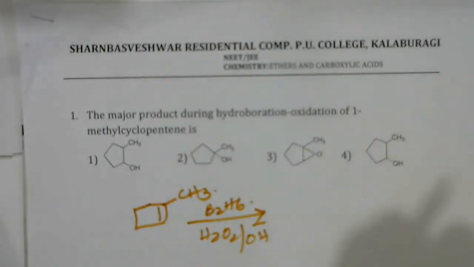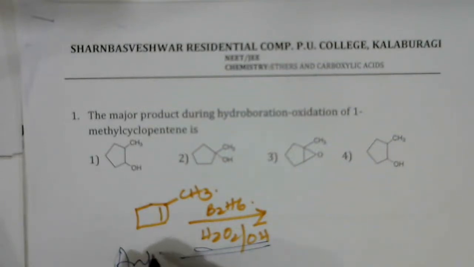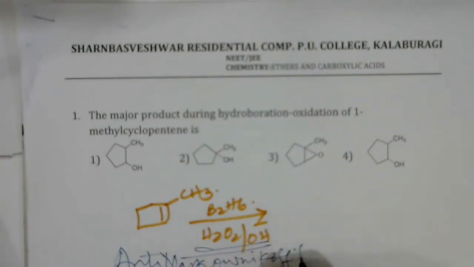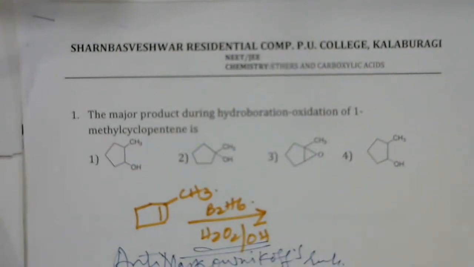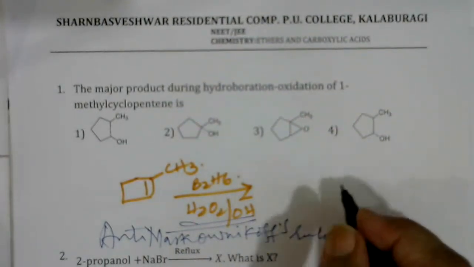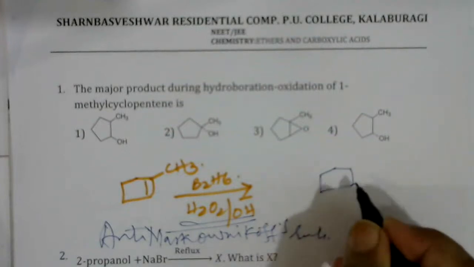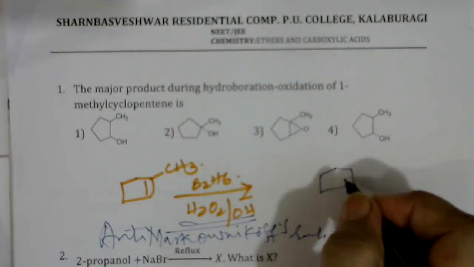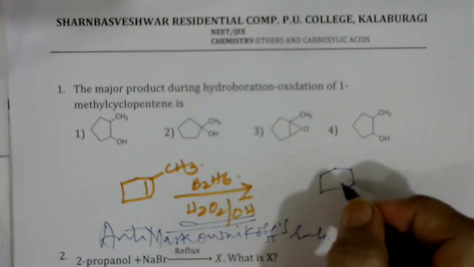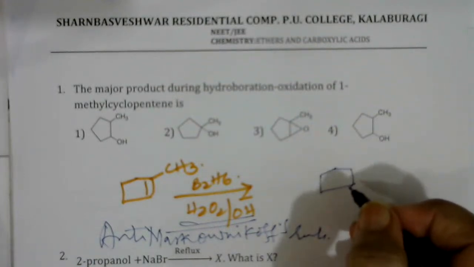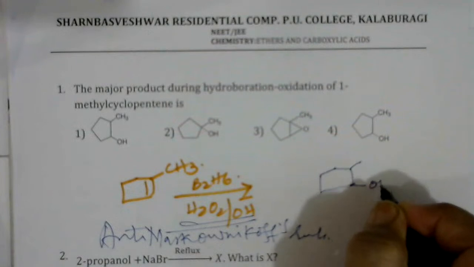Always remember that this will follow anti-Markovnikov's rule. What will it follow, children? Anti-Markovnikov's rule. That's why whenever we add like this to the molecule, we get the same cyclopentene ring, because we are adding B2H6 as well as water, but in basic medium. We are going to get the product as methyl cyclopentanol.